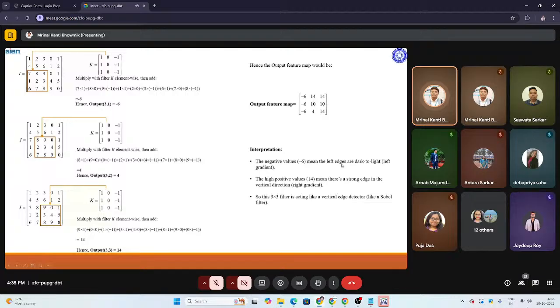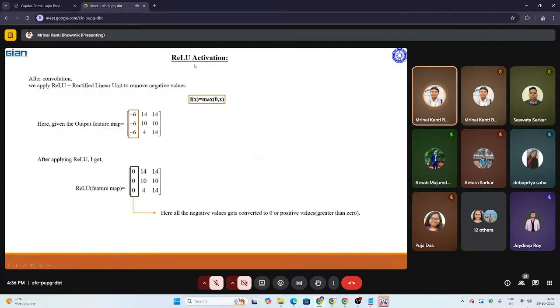Negative values generally represent edges from dark to light, and high positive values mean there is a strong edge in the vertical direction. This 3 by 3 filter is acting like a vertical edge detector, like a Sobel filter. So for the next slide, I guess you have understood how the convolution operation works. We'll be proceeding towards the ReLU activation function.